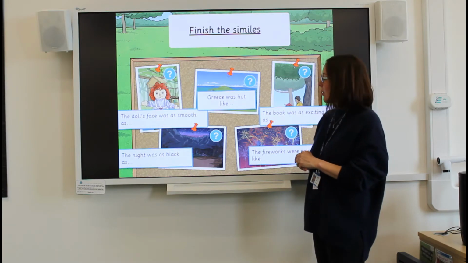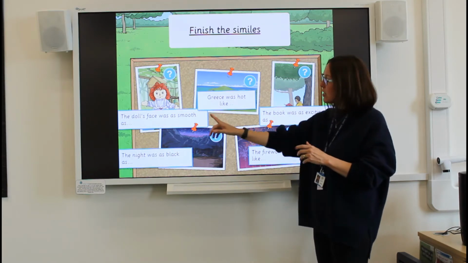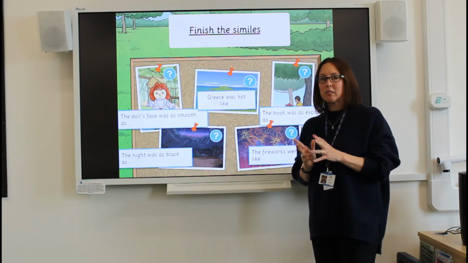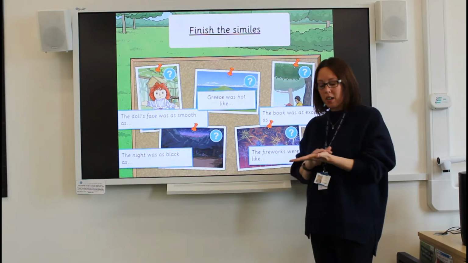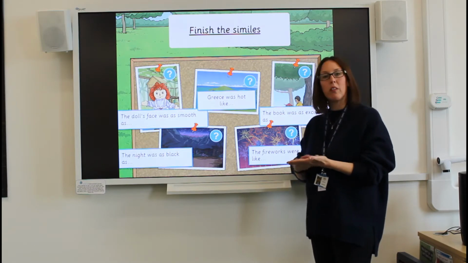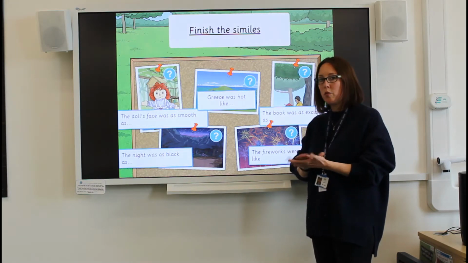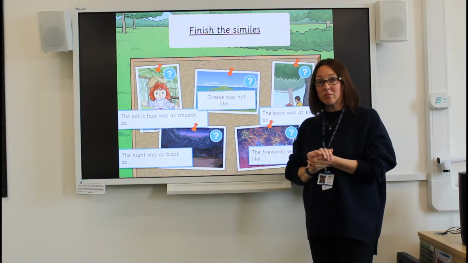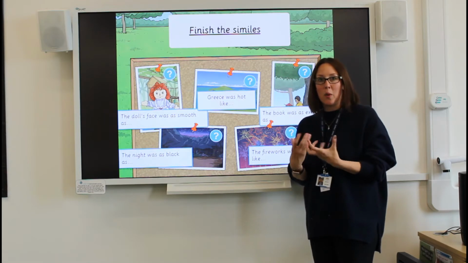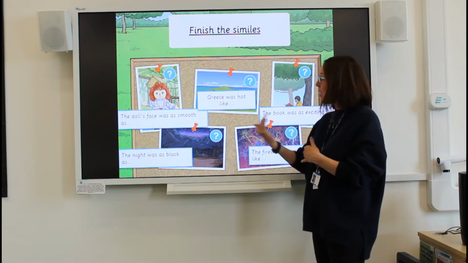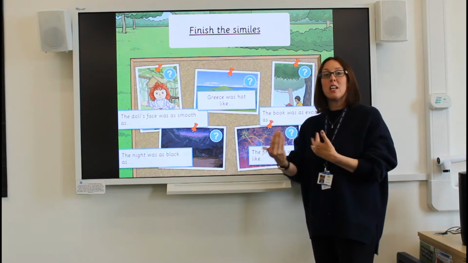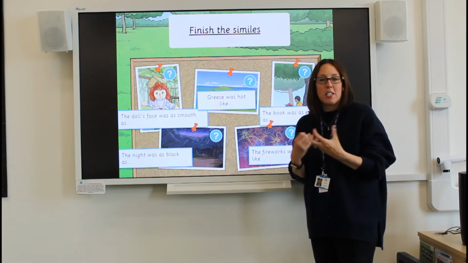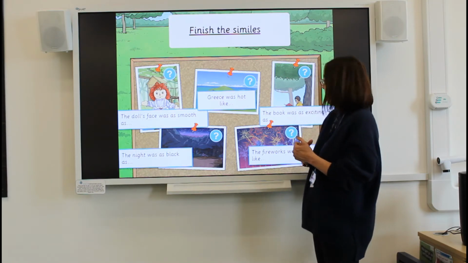Okay, let's have a look. I'm just going to take a couple. So for example, the doll's face was as smooth as silk. Silk is very smooth, isn't it? So I can imagine touching her face would be like running my hand over silk, very smooth. Grease was hot like an oven, because again, we know how hot temperatures get inside an oven, don't we? So by comparing the temperature in Greece to the heat of an oven, it really helps the reader to get an idea of how hot the temperature was that day.